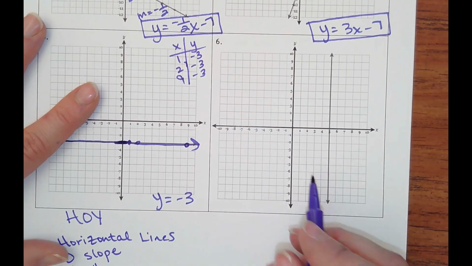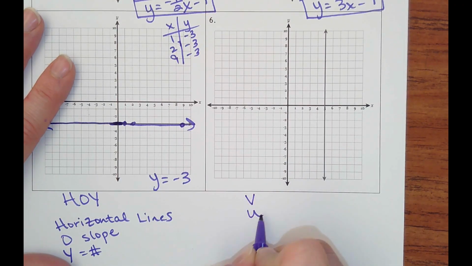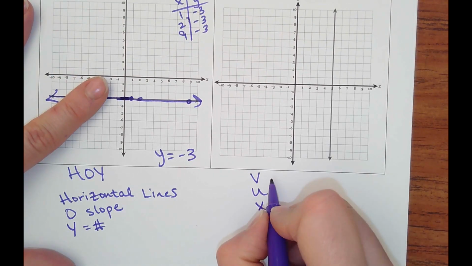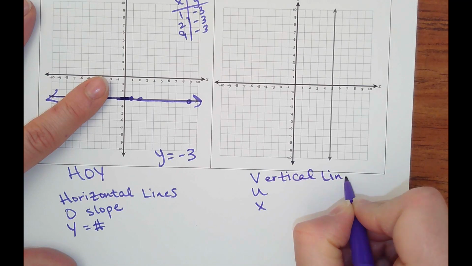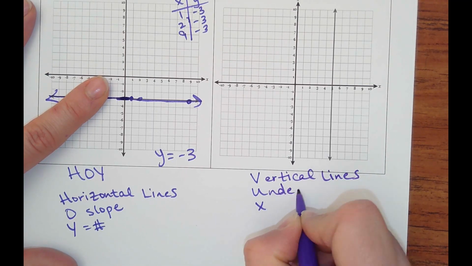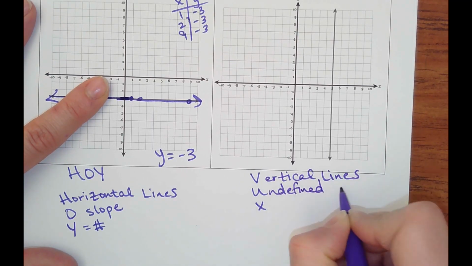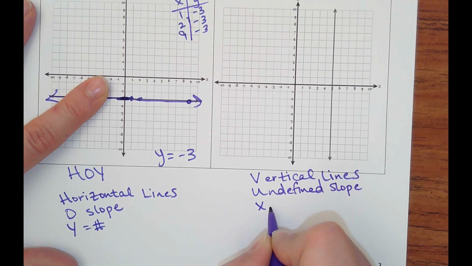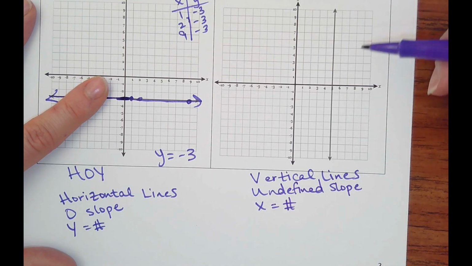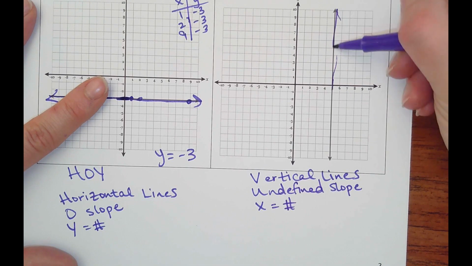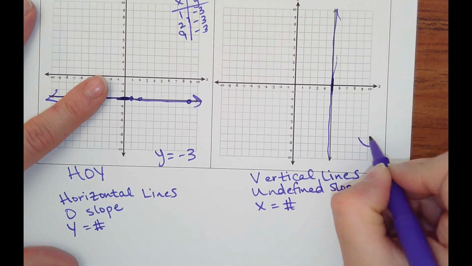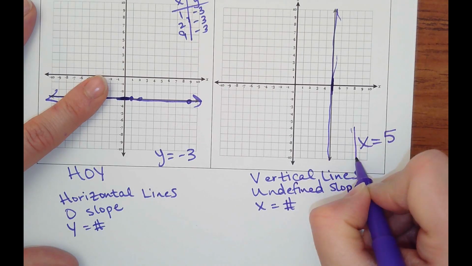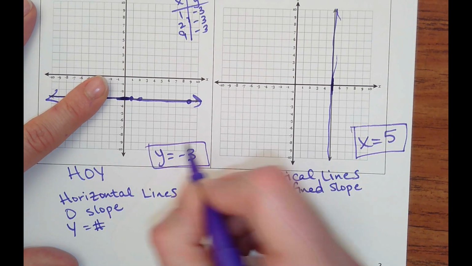Number 6 is a vertical line. I want you to write VUX, V-U-X. That is an acronym that means vertical lines have undefined slope, and they start with x equals a number. And so this time, since it's vertical, it's karate chopping or cutting through the x-axis at 5, so I'd put x equals 5. And again, it's because every x value is at 5.